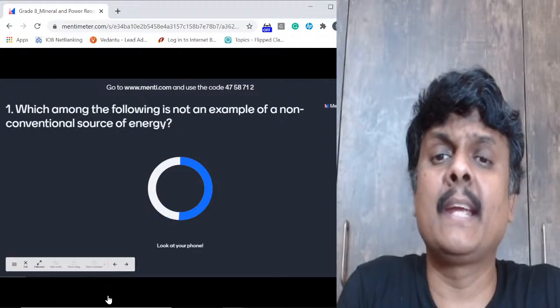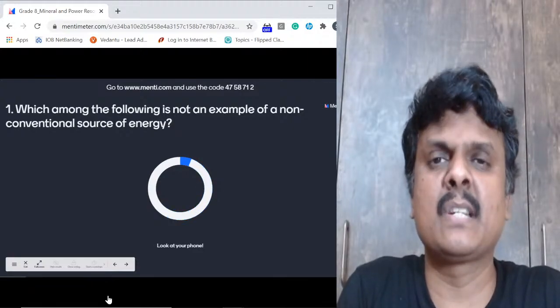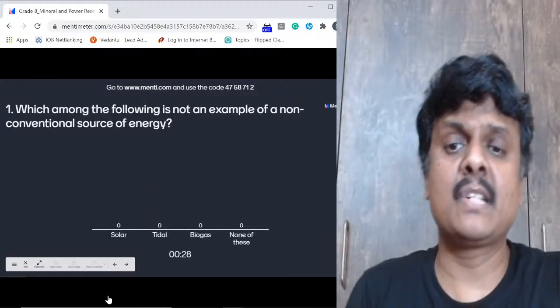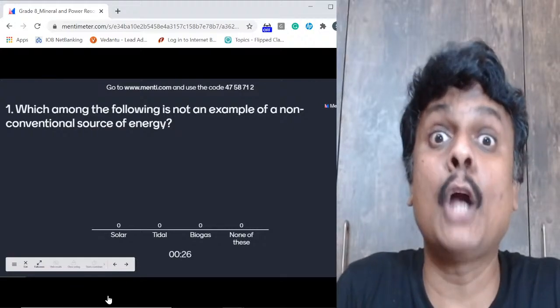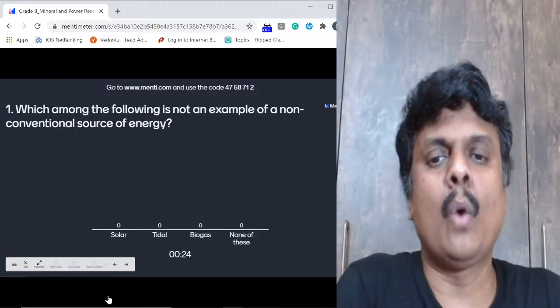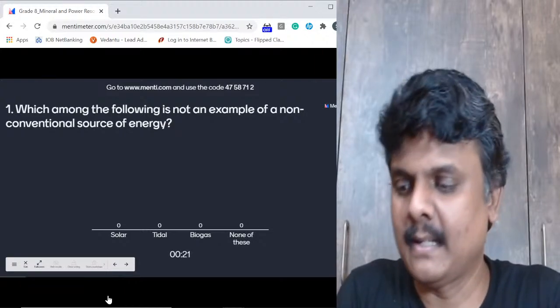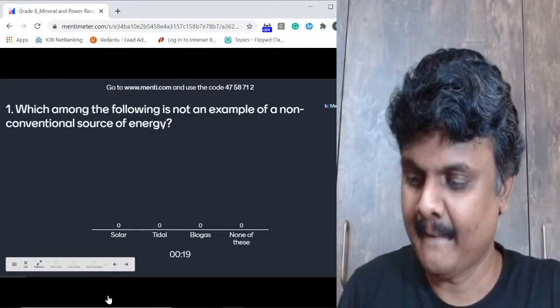Which among the following is not an example of non-conventional? What is non-conventional in this? What is not non-conventional?